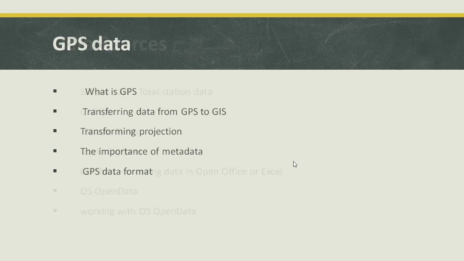The next section is about GPS data. GPS is a device that is used for locating points on the earth with respect to some coordinate system and projection systems. GPS plays a very important role in today's life because GPS makes our life easy. So we'll discuss the importance of GPS data format, how we can import GPS data into our GIS project, and how we can utilize it more efficiently for our projects.